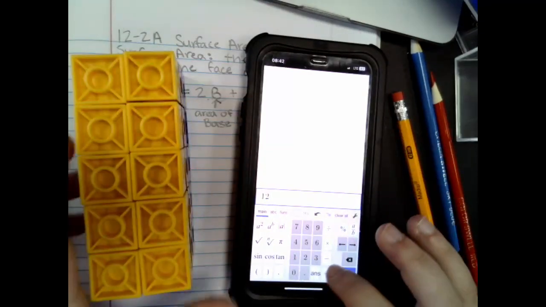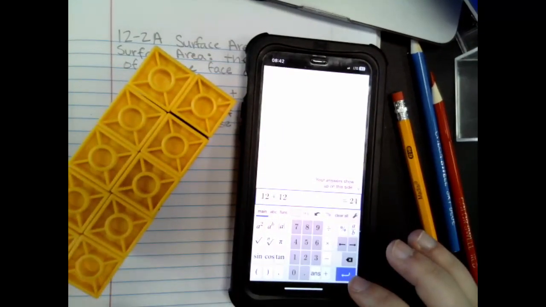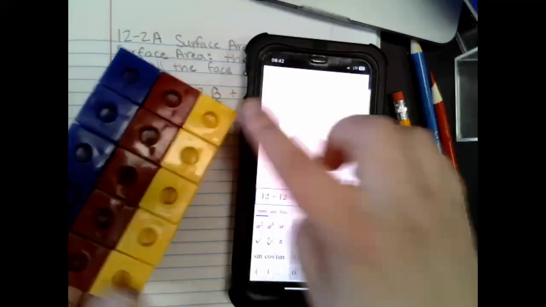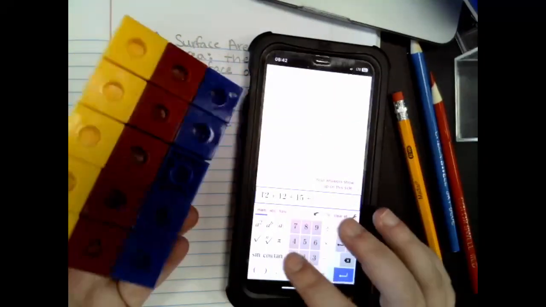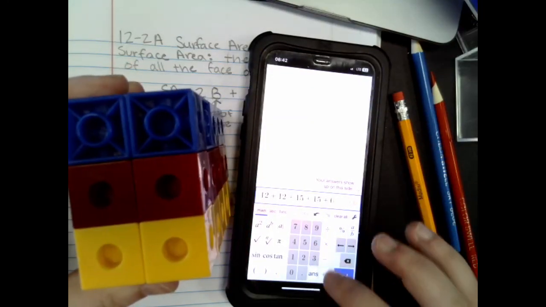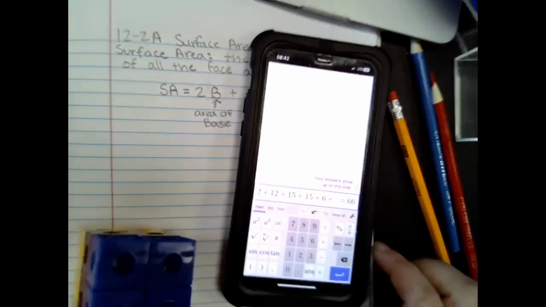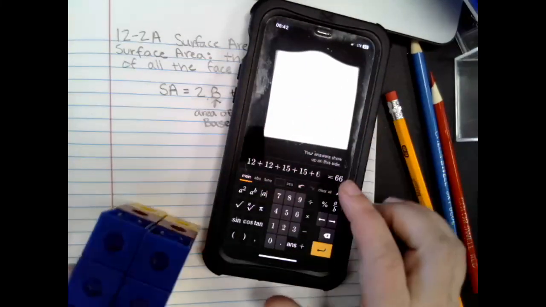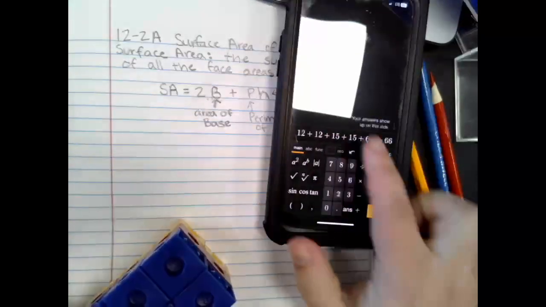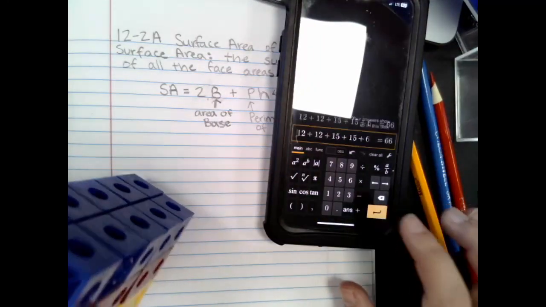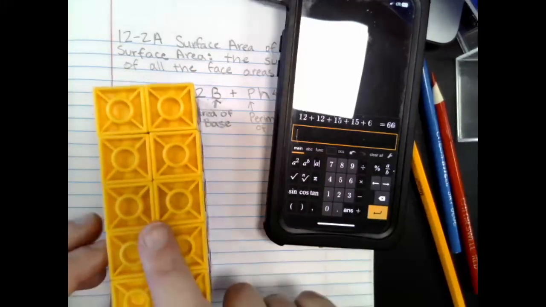So we had 12 and 12, right? And then what was this side? 15 and 15. And then the other sides, 6 and 6. And we get 66. That's one way to do it. This formula allows us to do it a little bit more simply rather than going through all that work of finding each individual part. So if I take up my base, let's say our base is this 12.